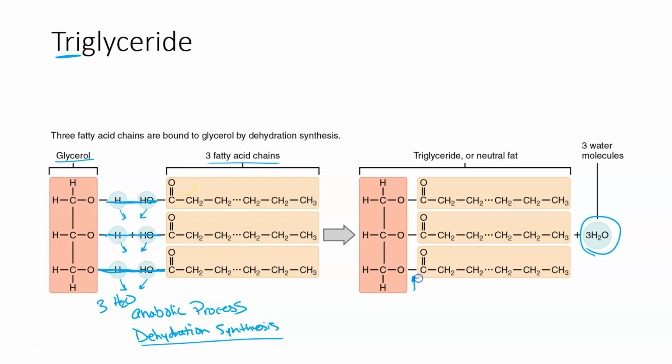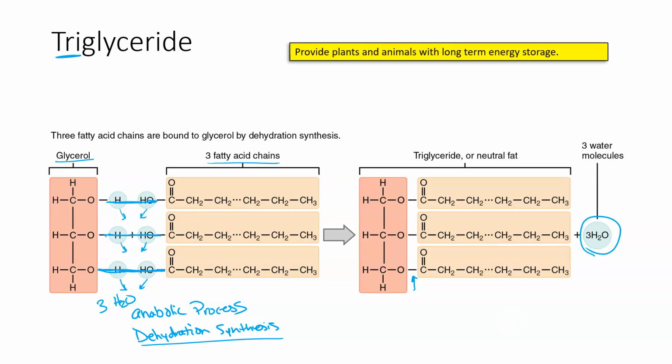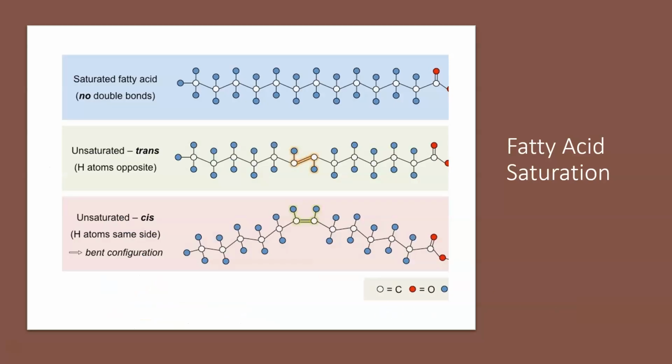These are the bonds that are produced by removing the water, and you end up with a triglyceride, which is a glycerol head, 3 fatty acid chains, and your end product is the 3 water molecules, which are just a byproduct. Okay, that is dehydration synthesis. It's an anabolic process. It is building larger molecules from smaller ones. Okay, so these triglycerides are going to provide plants and animals with long-term energy storage. That is key. That is the main function of fats and oils, which are the triglycerides.